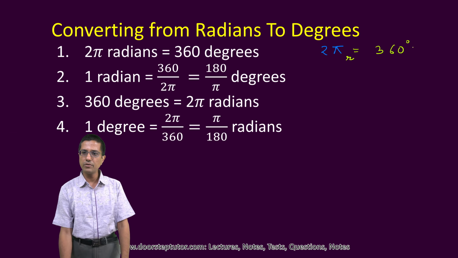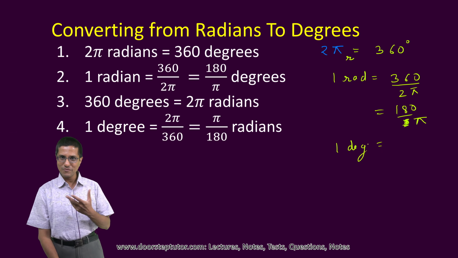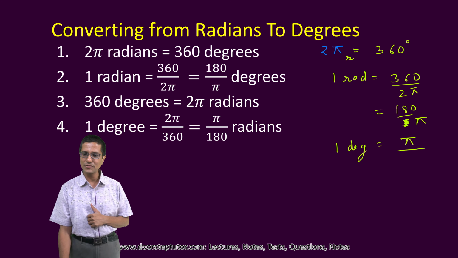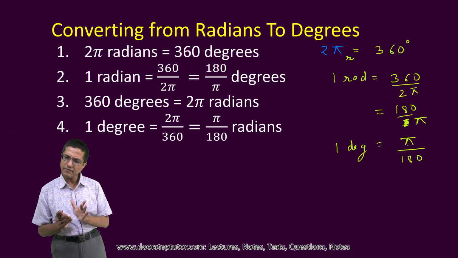Therefore 1 radian will be equal to how much? 360 by 2 pi, and this will of course mean that it is 180 by pi. Similarly we can also convert from degrees to radians. 1 degree, sorry, this is not 5, excuse me, this is pi. I don't know why I wrote 5 there. So 1 degree is equal to pi by 180. Again, very simple results.